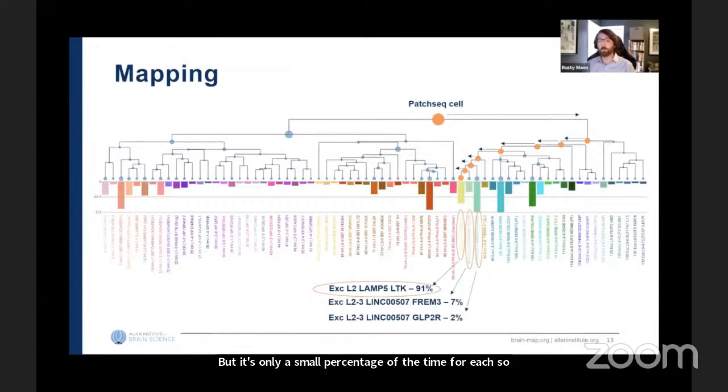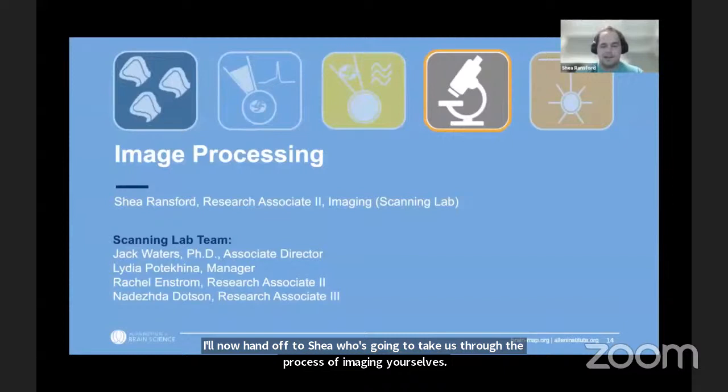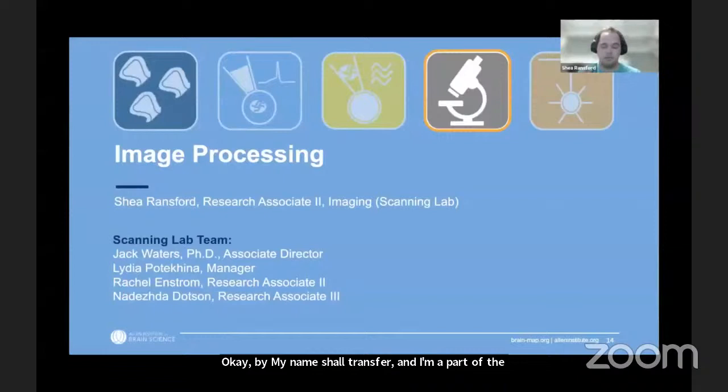So I'll now hand off to Shay, who's gonna take us through the process of imaging the cells. Thanks, Rusty, for that introduction. Okay, my name's Shay Ransford, and I'm a part of the scanning lab. So I'm gonna be going through the steps of imaging and preparing the tissue sections for the morphology team.